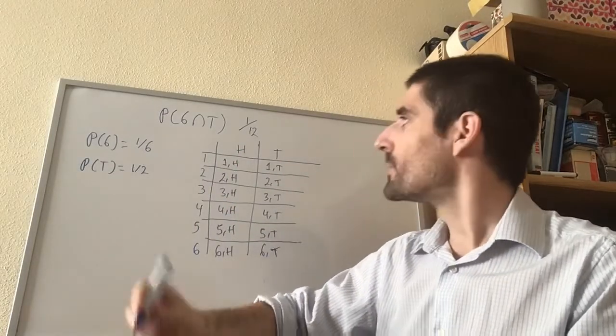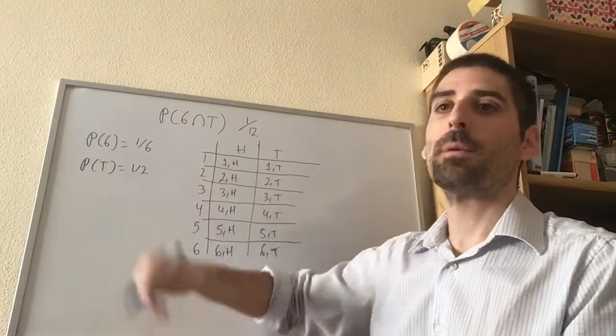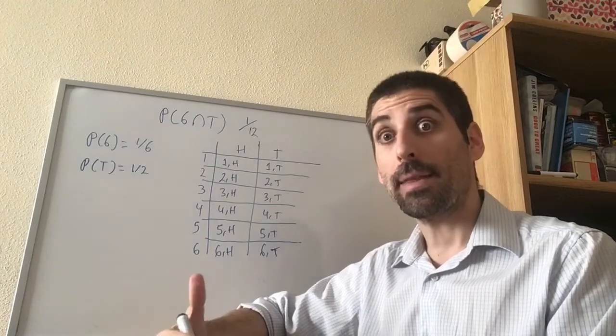What's the link between that probability and these two probabilities there? Can anyone spot a link there?